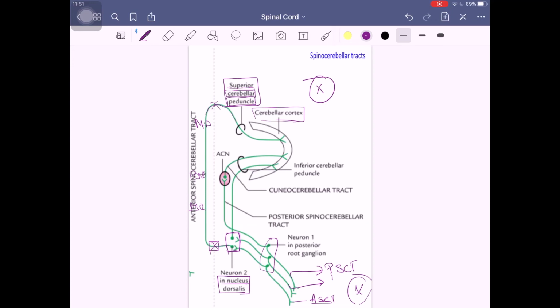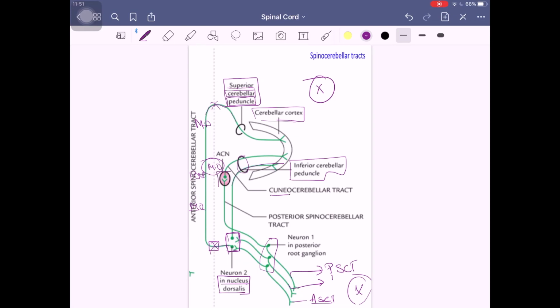That is your anterior spinocerebellar. Whereas the posterior spinocerebellar tract again relays in the nucleus dorsalis of the spinal cord, second order neuron. This tract is an uncrossed tract. It reaches up to the medulla oblongata and is not going further. From the medulla oblongata it goes and relays into your cerebellar cortex. The bundle through which it goes is called the inferior cerebellar peduncle. It is again a bundle, just like you have the internal capsule and corona radiata there. Here you have the inferior cerebellar peduncle and the superior cerebellar peduncle.